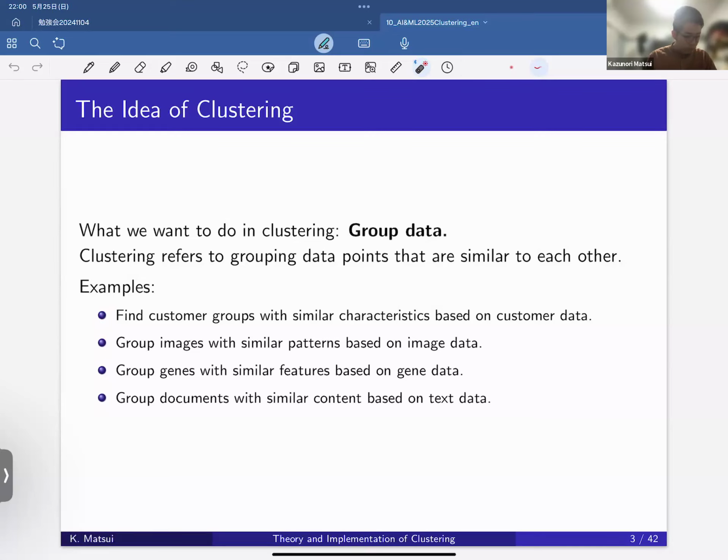Also, we can group images with similar patterns based on image data, group genes with similar features based on gene data, or group documents with similar content based on text data. If we group documents with similar content based on text data, we might be able to make classifications, or we might find out the same person was actually writing them.